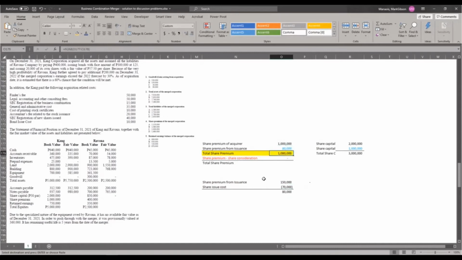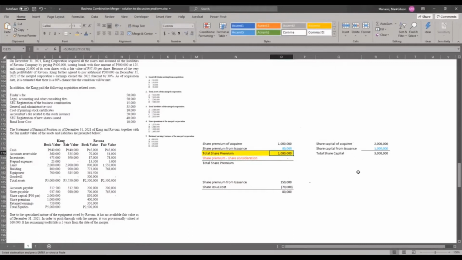But what if there's share premium for the share consideration. So ano ibig sabihin nito? If there is contingent equity, so we still have to include that here. No? Okay. So number 4, share premium of the merged corporation is 1,080,000 pesos.